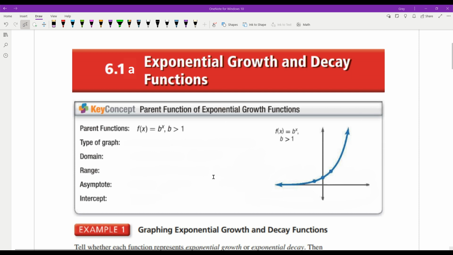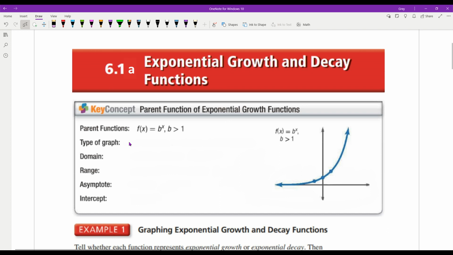In the warm-up, it looked like y equals a times b to the x, okay? The parent function is just y equals b to the x. B is always greater than 1. Well, it can be between 0 and 1, as you saw in your warm-up, but it will never be negative. It just doesn't make sense for it to ever be negative. It's not possible.